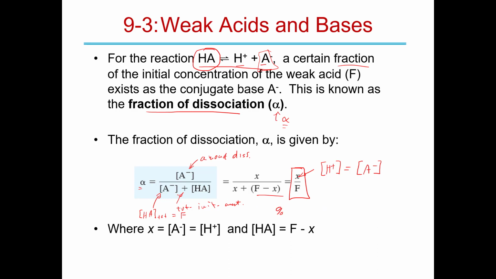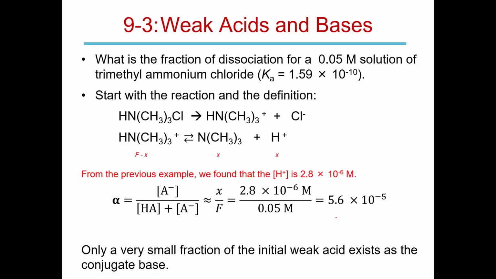So we can use this equation then to calculate the fraction dissociation. If we wanted to know the percent dissociation, that's easy enough. We just take the fraction, alpha, and multiply it by 100 to convert that fraction into a percentage. Sometimes you'll be asked for the percentage dissociation. So that's easy. Calculate the alpha fraction using this formula and then multiply by 100. So let's do an example. What's the fraction dissociation for a 0.05 molar solution of trimethyl ammonium chloride?